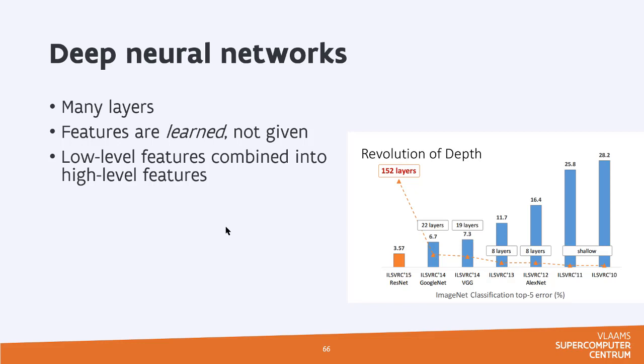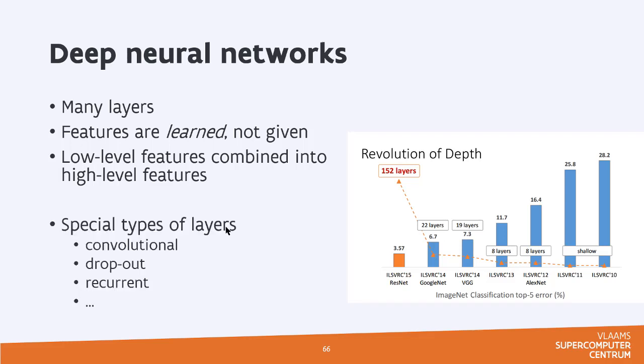The idea is that low-level features get combined into high-level features as the information goes from the bottom of the network, where the actual input is, to the top of the network, where we have the final classification, for instance for a classification task. There are also some special types of layers, for instance convolutional layers, which we will discuss in a minute, dropout layers, which we already discussed in the last part of this sequence, and recurrent networks, which will be the subject of the next one.